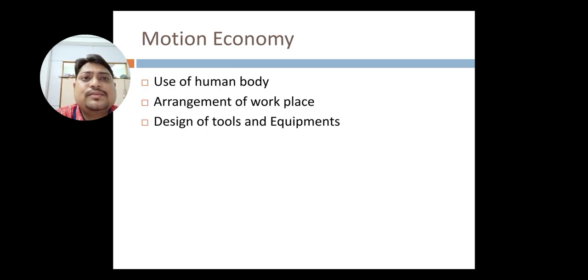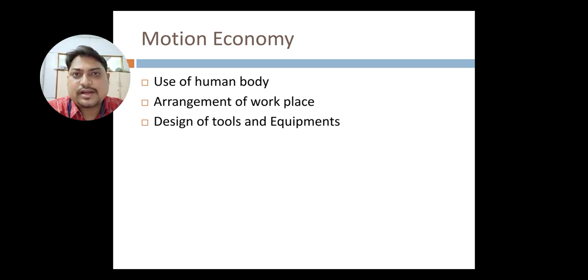Then the last is motion economy. Generally, three main parts are there in motion economy. Use of human body. Use of human body means that when workers are doing work on particular machinery, or assembling products, they use body parts like hands, fingers, elbows, shoulders. How they are using them is called use of human body.